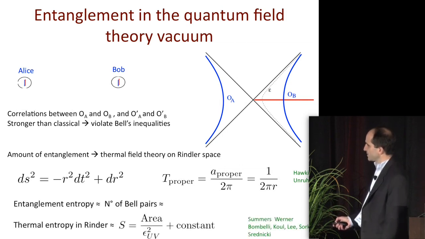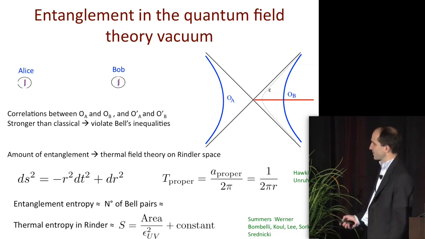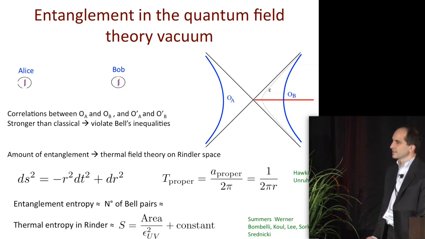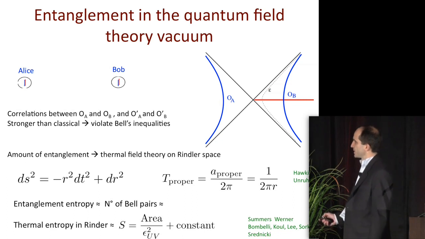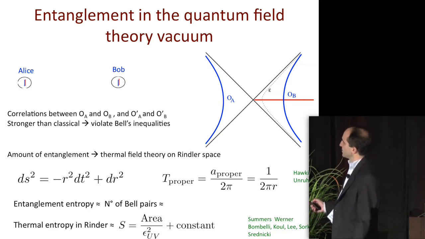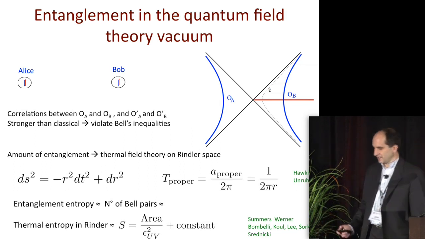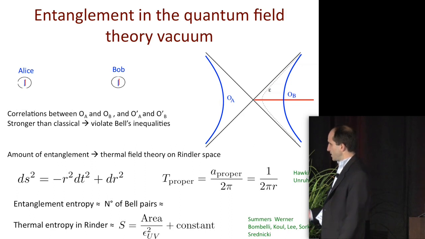And this amount of entanglement is roughly the number of Bell pairs, so spin systems, qubits, that we have. And in this case, we have this thermal entropy in Rindler space, and it's equal to the area divided by the UV cutoff. So it's a divergent quantity. And it's divergent because the temperature becomes very high as you approach this region. And so you have an infinite amount of entanglement in the original Minkowski vacuum.